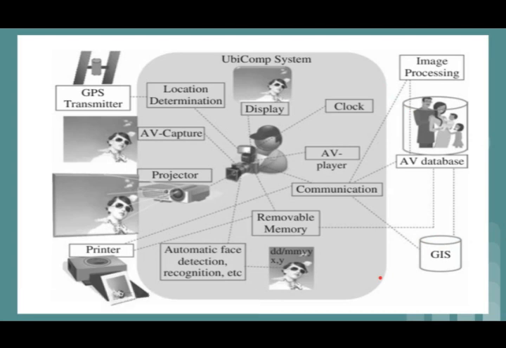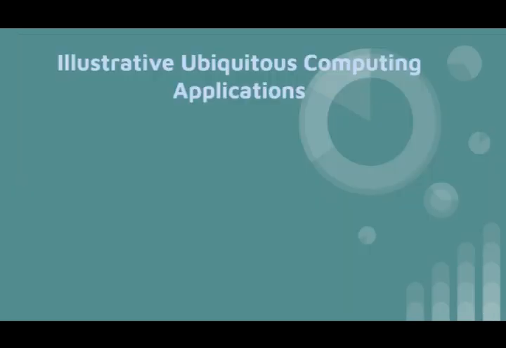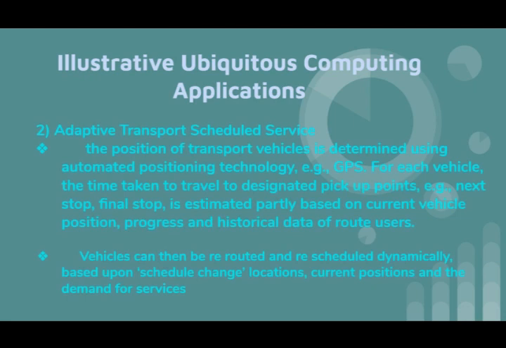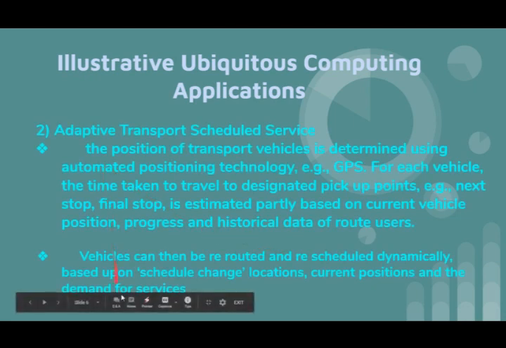So these are the things regarding the camera and personal memories, which is the first illustrative example of our ubiquitous system. Okay, now we are going to see the second.